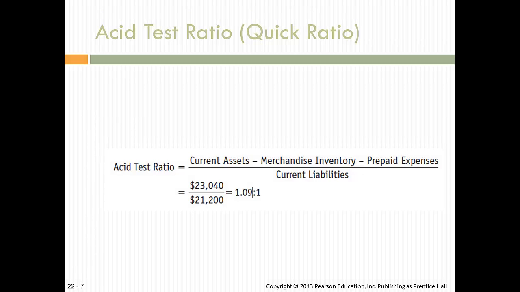Here's an example. Instead of total current assets, the acid test ratio uses current assets minus inventory minus prepaid expenses. That's because inventory and prepaid expenses, while still considered current assets, can't be exchanged for cash all that quickly. We're given the amount for Scrupper Company as $23,040. So our ratio is 1.09:1.